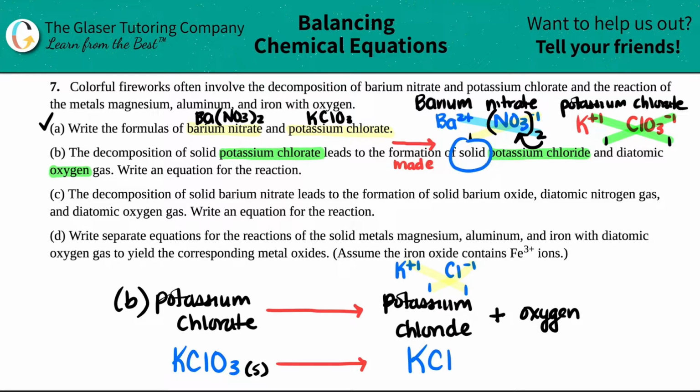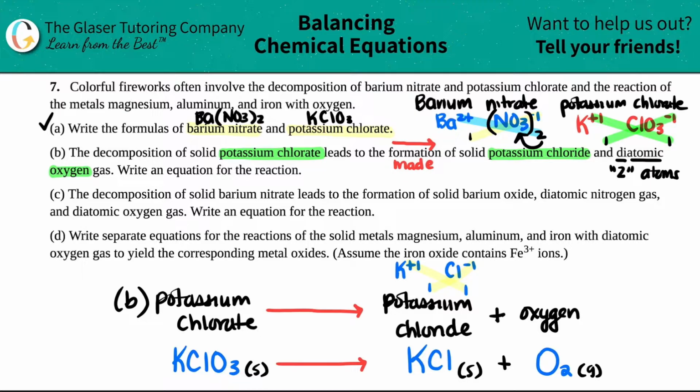They told me that we're forming solid potassium chloride, so I know that this has to be an S for solid, plus oxygen. However, they told me that it was diatomic oxygen. Remember, di in chemistry terms means 2. Atomic means atoms. So you have 2 atoms of oxygen. So I'm not just going to put an O here for oxygen. I have to put an O2. It's a diatomic. I need 2 atoms of oxygen. And they tell me that it's a gas. So I put a G here for gas. And now I have a nice formula.